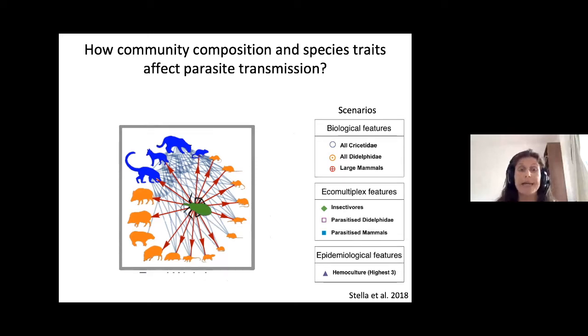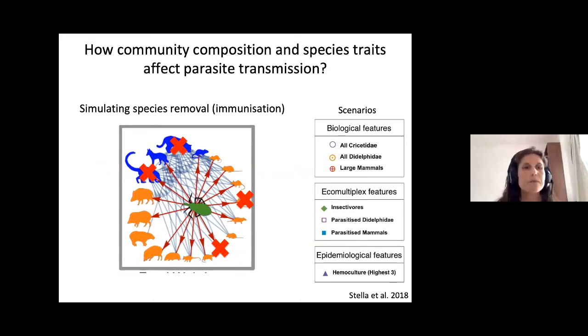To investigate how community composition and species traits affect the speed of parasite spreading, we simulated different scenarios in which we immunized groups of species and compared the time to infect all the nodes with the baseline scenario, that is, the complete network. So these immunization simulations are like theoretical experiments that are equivalent to removing some species out of the multiplex and then comparing with a complete network.